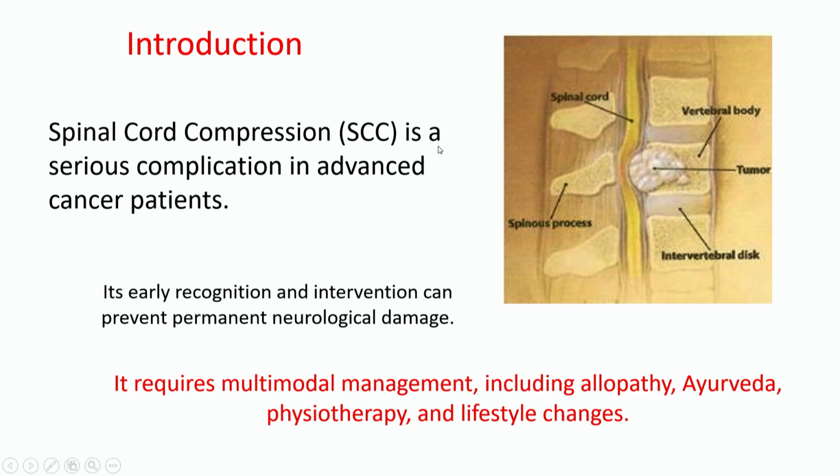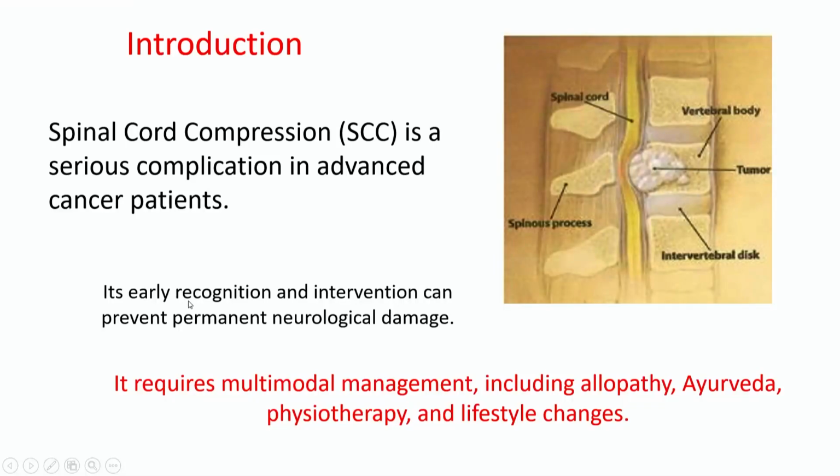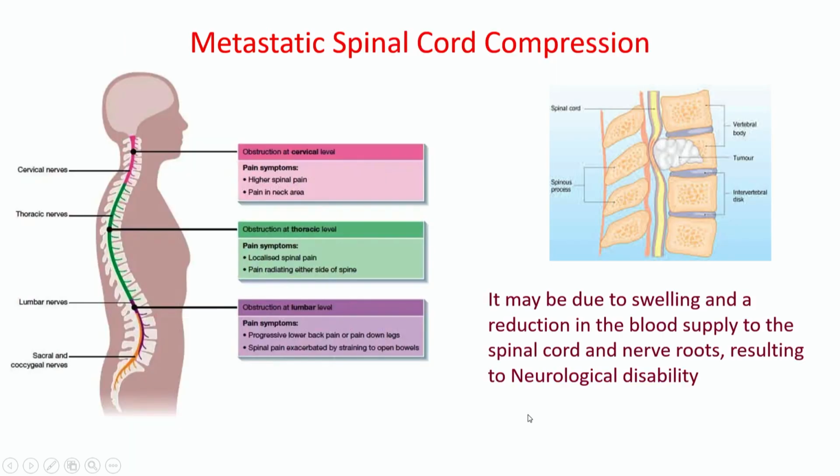Spinal cord compression is a serious complication in advanced cancer patients. When a cancer patient goes into metastasis, it spreads all over the body. And when it affects the vertebral column, there is the symptom of spinal cord compression. Very, very painful. Its early recognition and intervention can prevent permanent neurological damage. How will you manage it? It requires multi-modal management, including allopathy, Ayurveda, physiotherapy and lifestyle change.